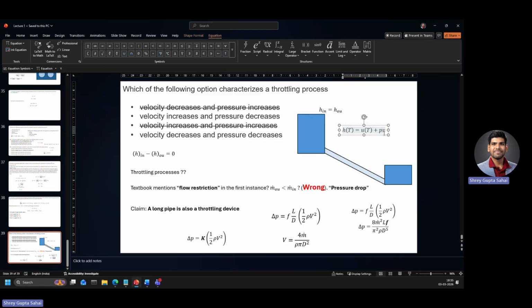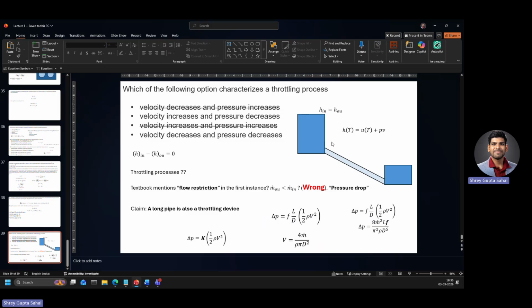The inlet density and the outlet density will not change, right? They will be almost equal. In that case, H has to remain the same, but the PV term is decreasing, which means what? That U, or the thermal internal energy, has to increase to keep the same enthalpy, right?